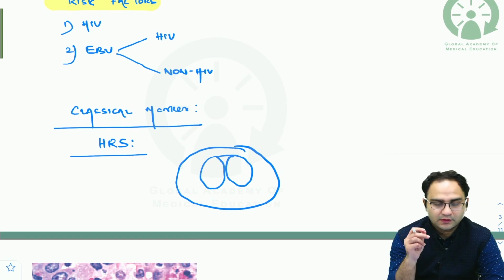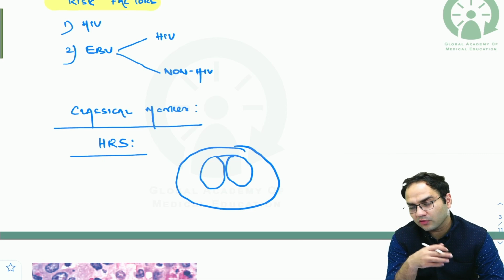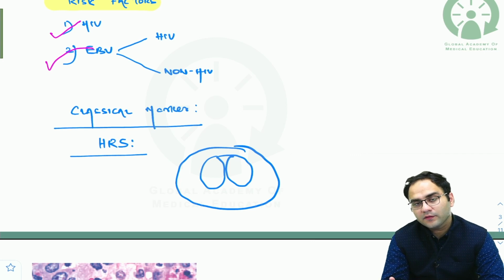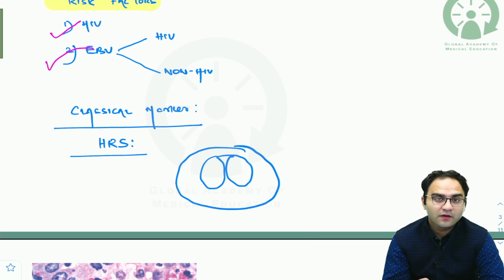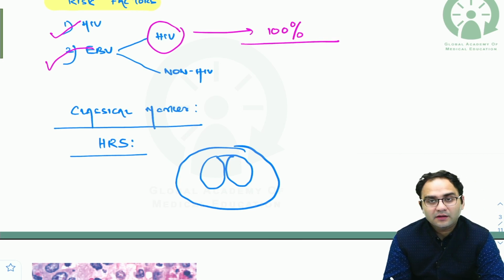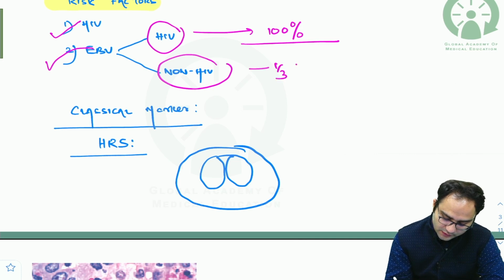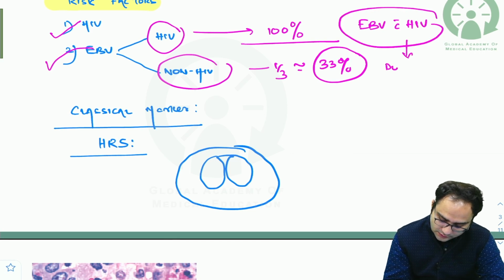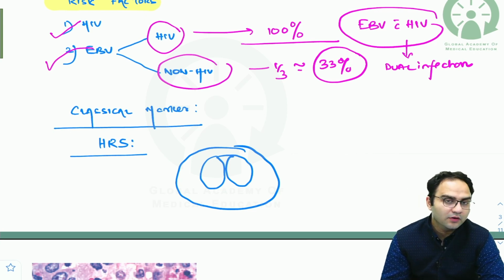Coming to the risk factors, there are two important viral risk factors which increase the risk of Hodgkin's lymphoma. What are they? Number one is HIV and number two is EBV. The risk of EBV causing Hodgkin's lymphoma in presence of HIV is approximately 100%, and in non-HIV it is 1/3, that is approximately 33%. So you can see EBV with HIV, this dual infection is a very high risk factor for the development of Hodgkin's lymphoma.